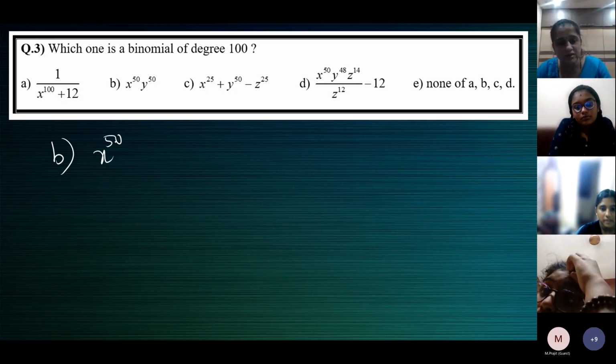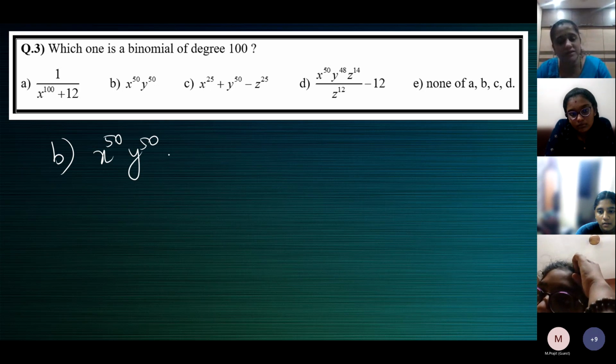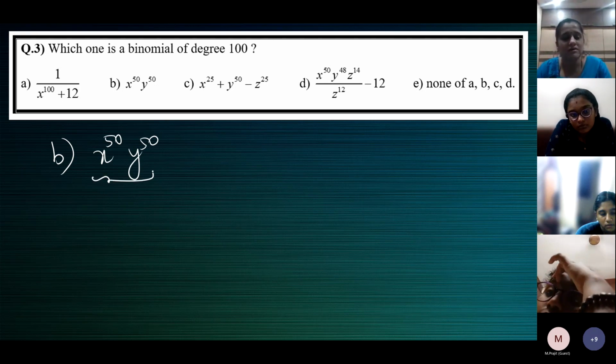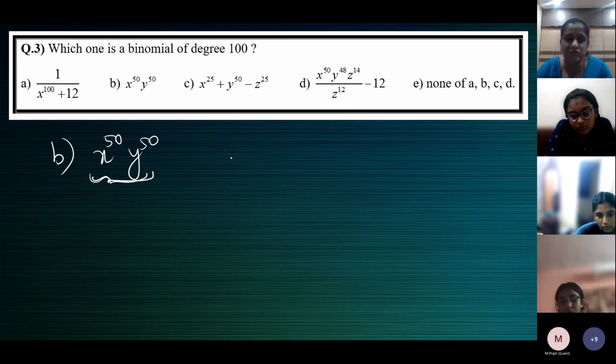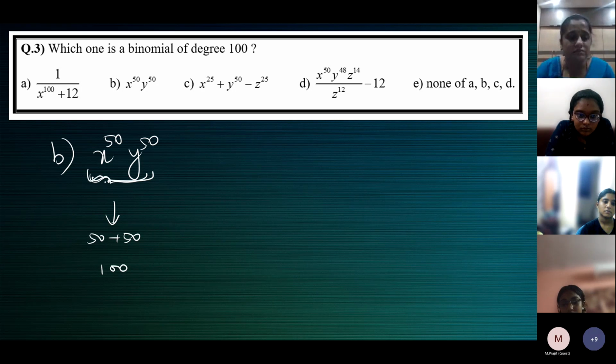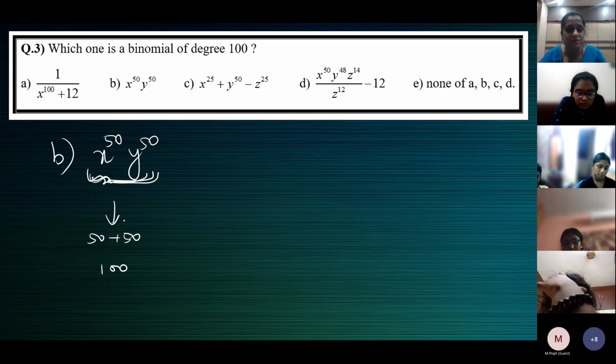In option B, the degree is 100 because this is only one term, so you'll have to add the powers of the variables. X is raised to the power 50, Y is also raised to the power 50. There's only one term, so find the sum of the powers: 50 plus 50, 100.